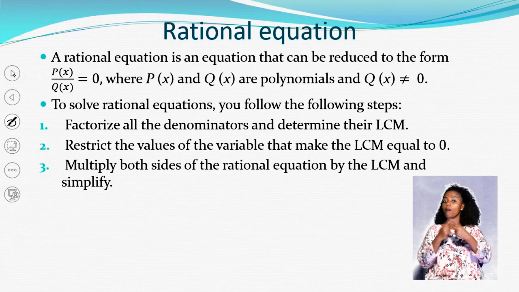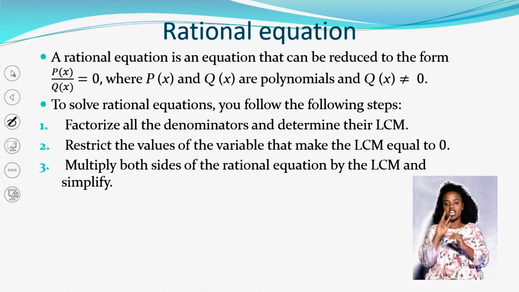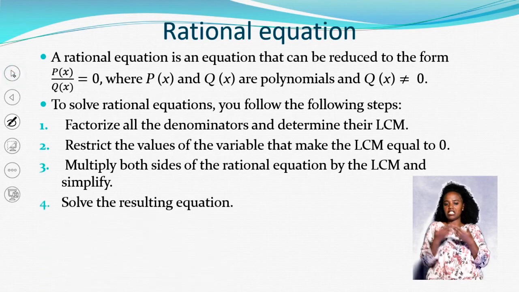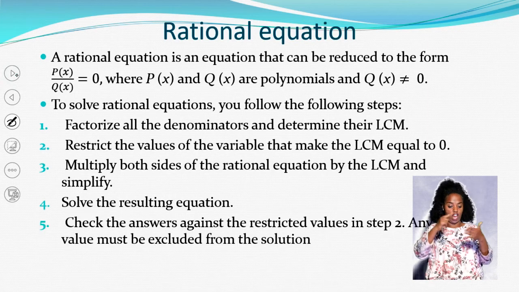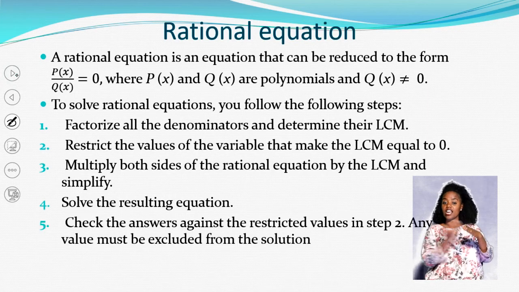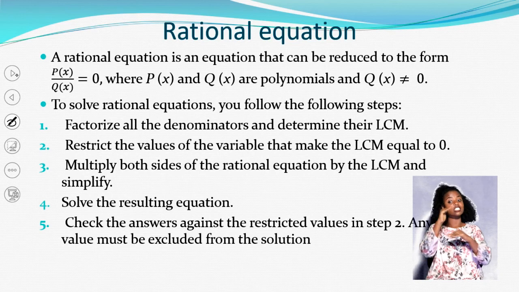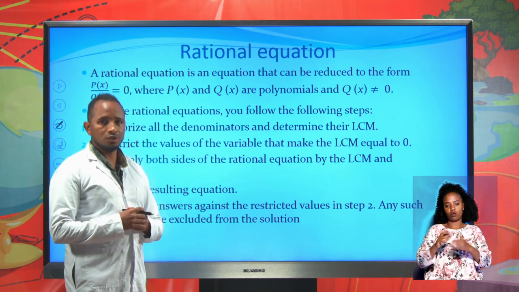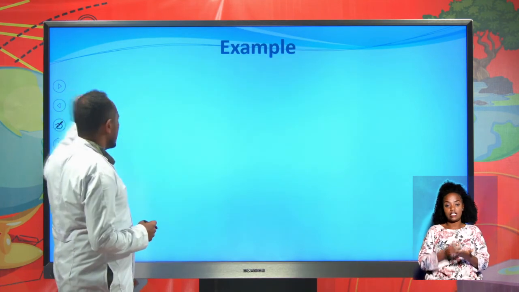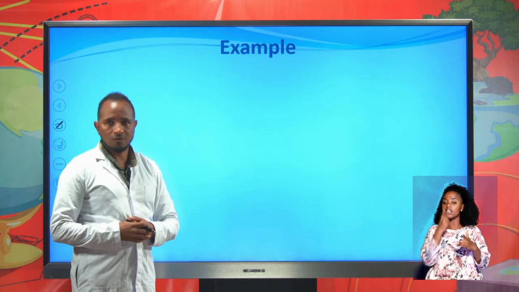Multiply both sides of the rational equation by the LCM and simplify. After that, solve the equation. And finally, check the answers against the restricted values from step 2. Any such value must be excluded from the solution. So these are the steps. Now let's see an example for this.